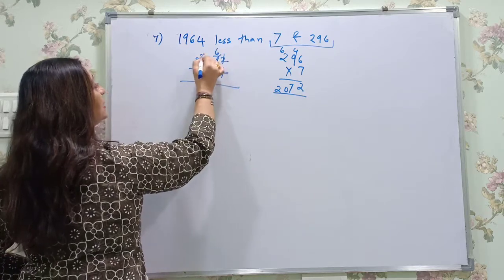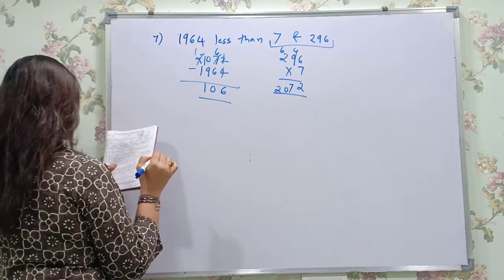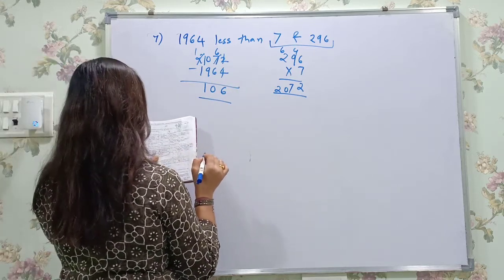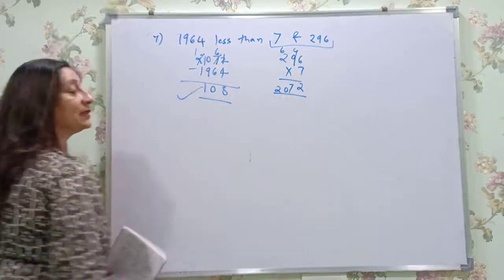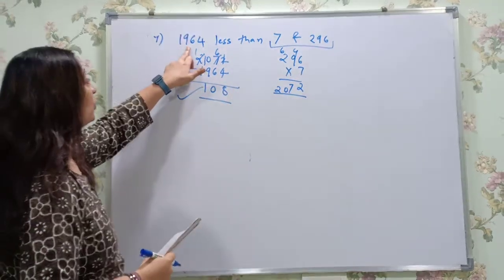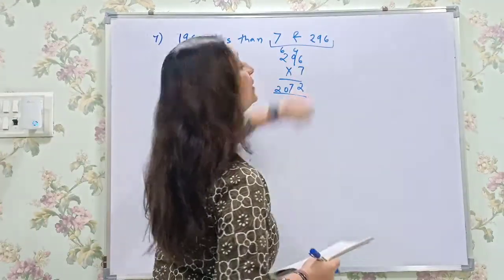So answer is 106. 12 minus 4 is 8. So answer is 108. So 1964 is 108 less than the product of 7 and 296.